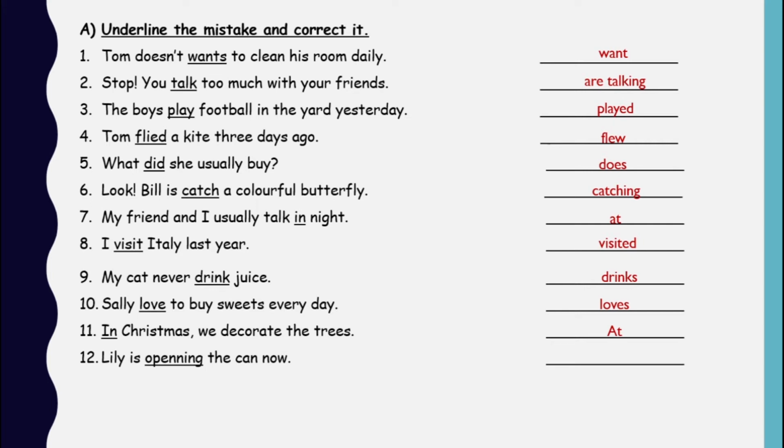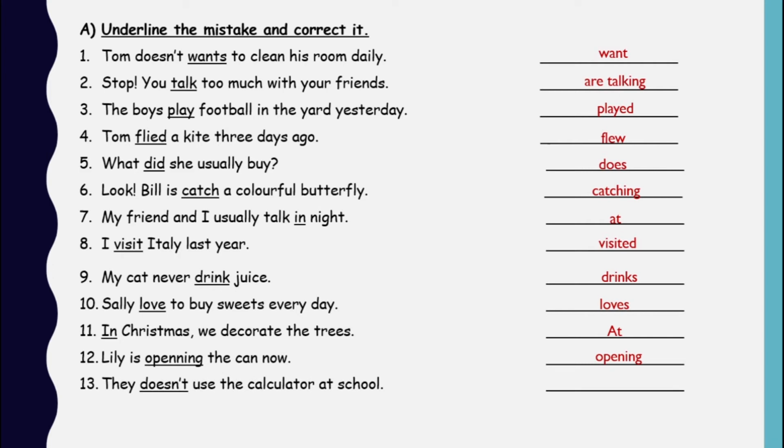Number 12, Lily is opening the can now. Keywords, now. Now belongs to the present continuous tense. So let's check the verb. Opening. Okay, it's following the butterfly steps. You have verb to be, you have the ing, and the verb, but something is wrong. What's wrong in the verb? Yes, it's the doubling of the last letter. In the verb open, we cannot double the last letter. So it should be opening with one n only.